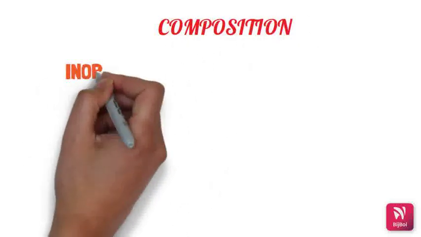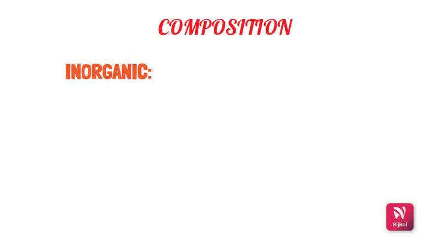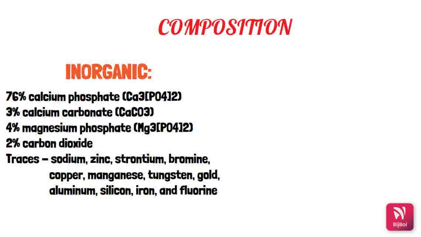It has an inorganic component and an organic component. In the inorganic component, there are different kinds of crystalline forms. Around 2/3 of the inorganic component is formed by crystalline forms, whereas the remaining part is formed by calcium phosphate, calcium carbonate, magnesium phosphate, carbon dioxide, and traces of sodium, zinc, manganese, silicon, iron, and fluorine.